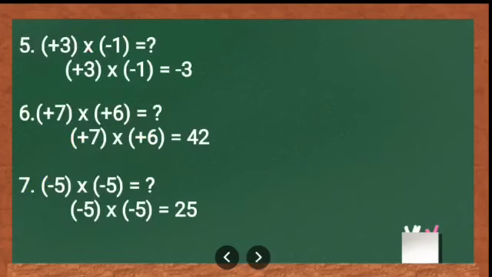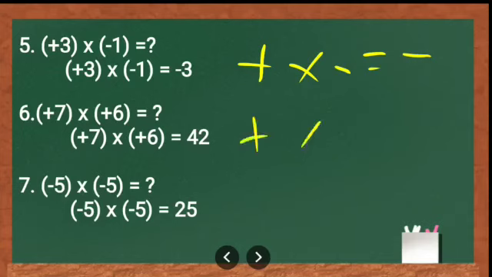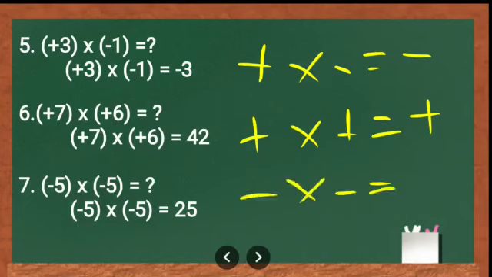Next one, plus 3 into minus 1. Positive into negative will give you the negative value. So 3 1s are 3 and the answer is minus 3. And the next one, both the numbers are positive integers. So positive into positive will give you a positive integer. So 7 6s are 42. And the next one is minus 5 multiplied by minus 5. Here 5 5s are 25 and minus into minus will give you plus. So the answer is plus 25.